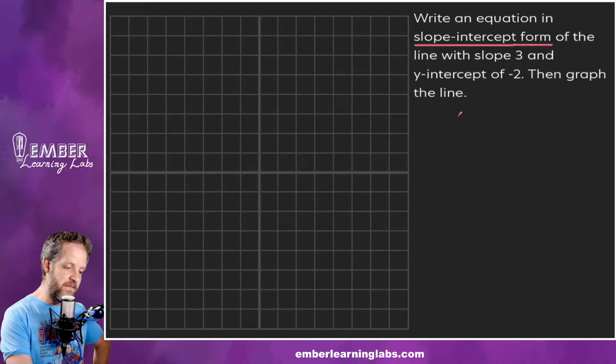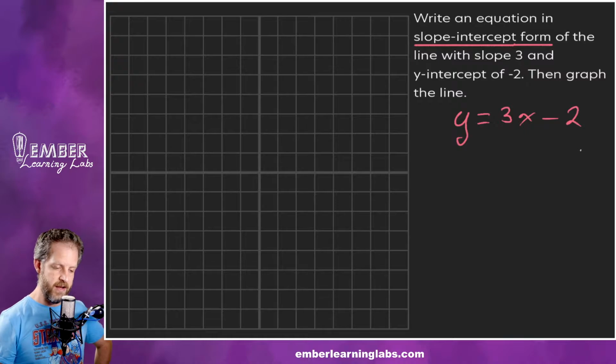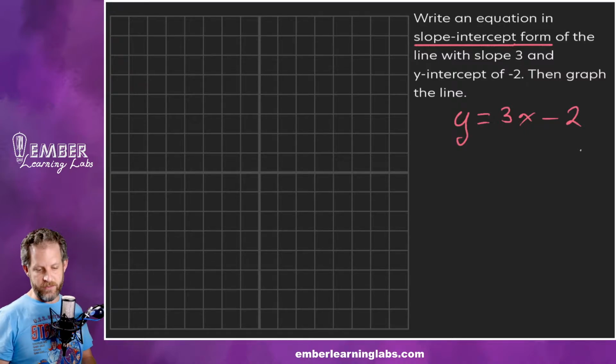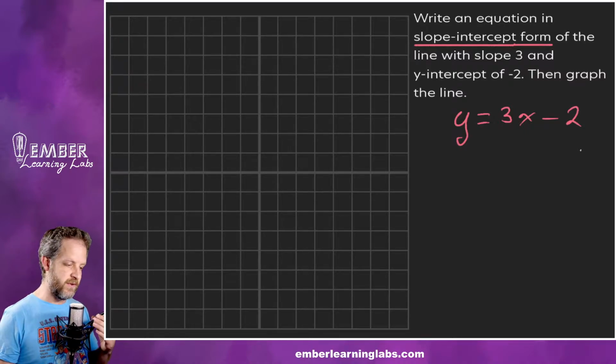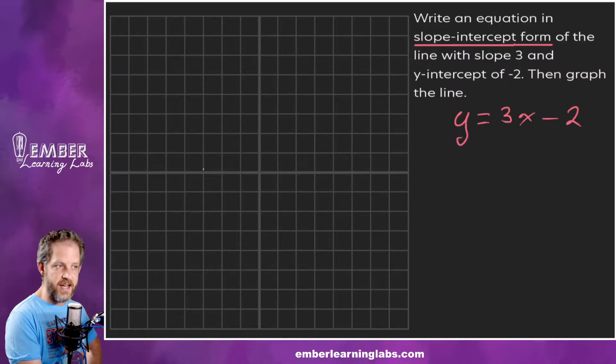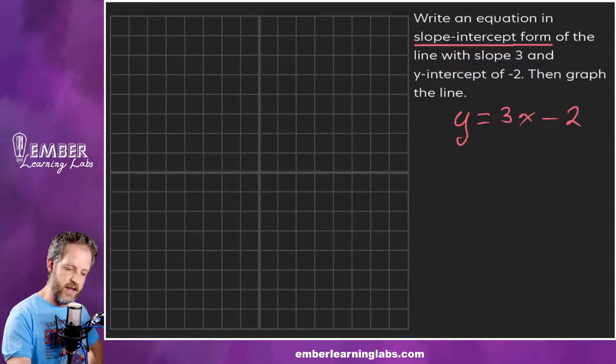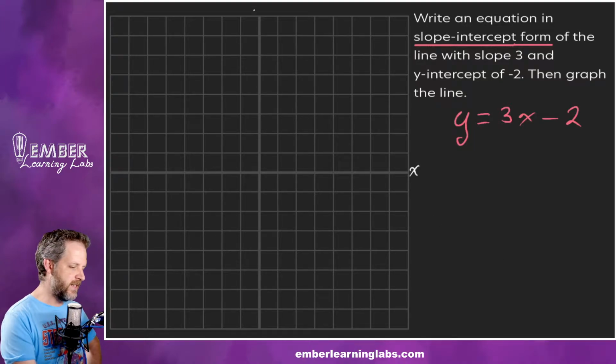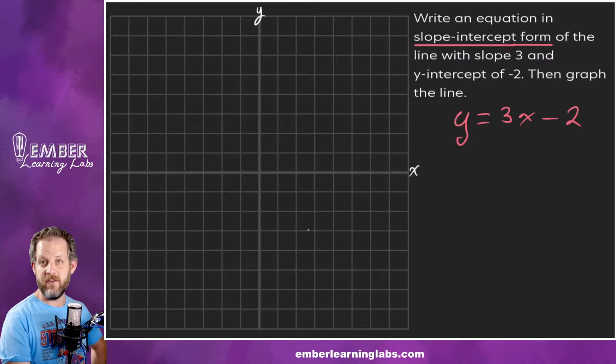So the equation of this line would be y equals 3, because that's where the slope goes, next to the x, minus 2. Now we're asked to graph the line. We're going to practice this several times. If you remember, the vertical axis is the y-axis, and the horizontal axis is the x-axis. So we've got axes.